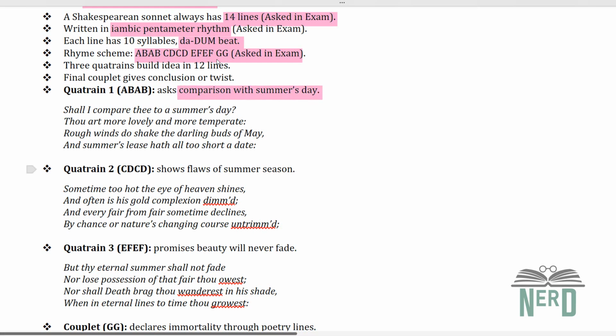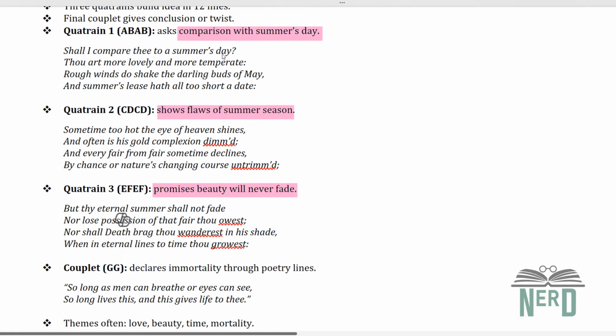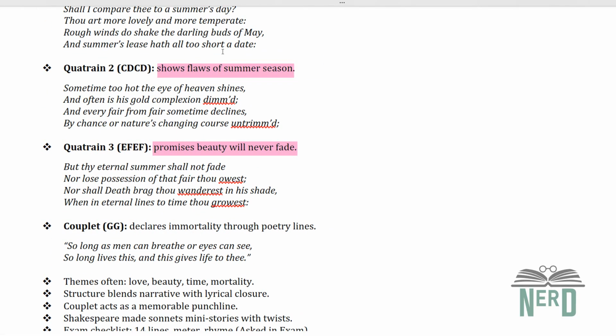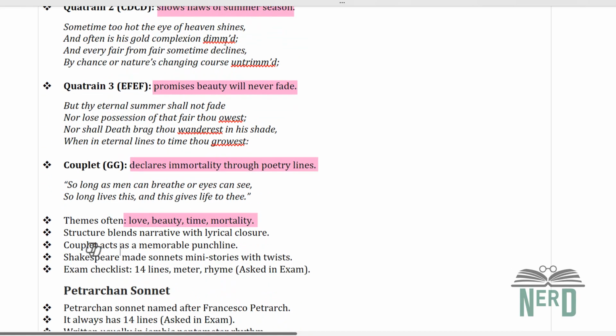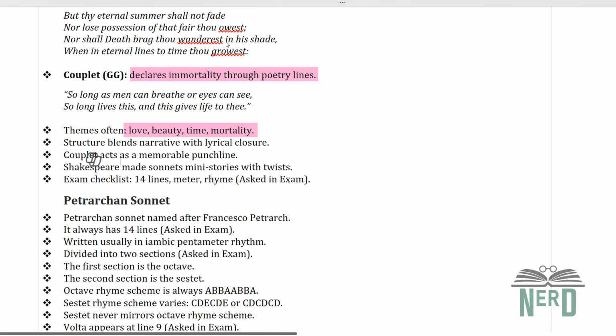In the second quatrain, he points out summer's flaws, too hot, too short. In the third quatrain, he promises that the beloved's beauty won't fade. And then the couplet, the knockout ending, he declares that as long as people read these lines, the person's beauty will live on forever. Notice the themes here: love, beauty, time, and mortality. Shakespeare often circled around these big questions of life and art.